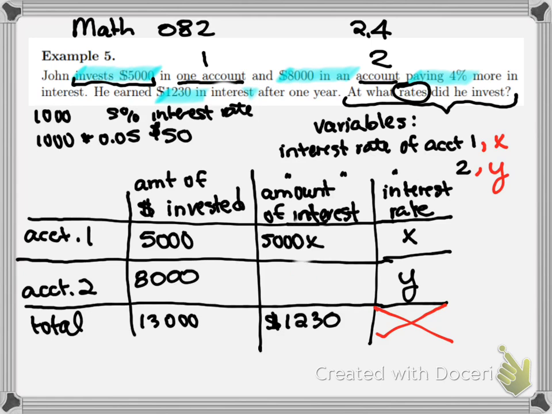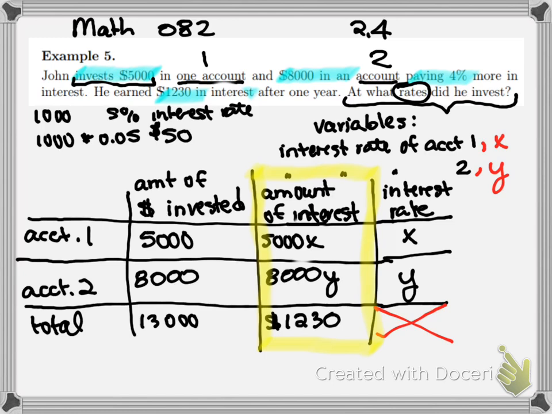okay? So likewise, down here, the amount of interest that I'm going to have from this account is the amount of money I put in there, which was $8,000, times this interest rate here. Okay. So at this point, you might notice that one of these equations, or one of these columns actually just kind of generated an equation. Okay, and that's this column right here.